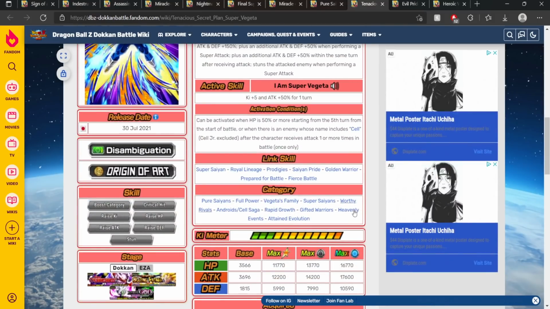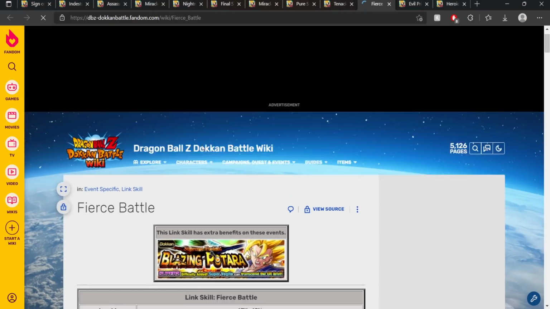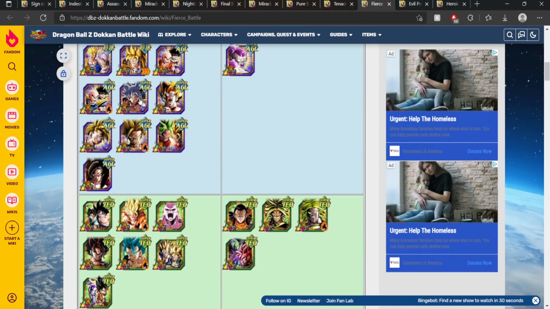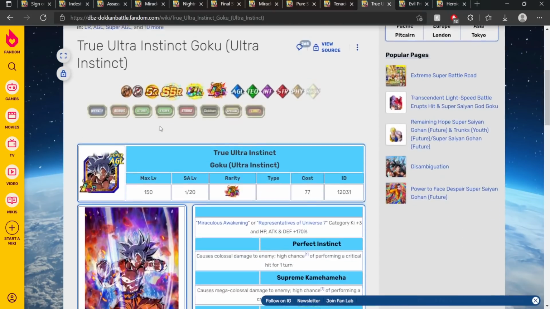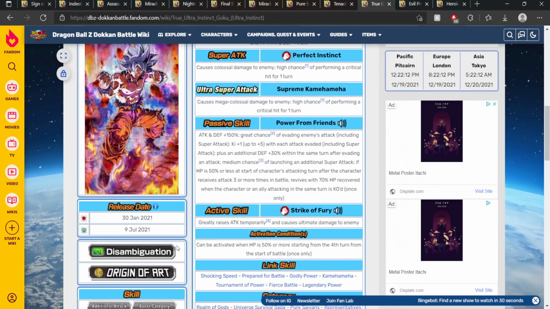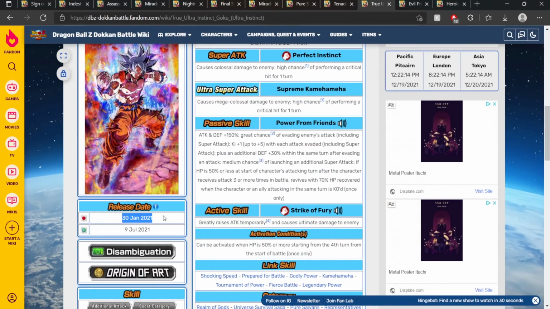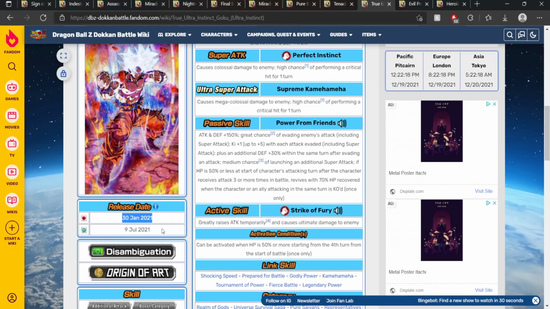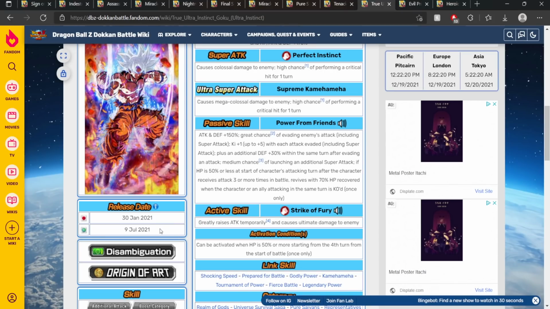Let me actually just pull up Fierce Battle here. Would you guys say it's okay? Would you be okay with this? Let me know what you guys think, okay? Would you be okay with sharing an anniversary with JP Dokkan in January? And then JP and Global also sharing another anniversary, or Global's anniversary in July?